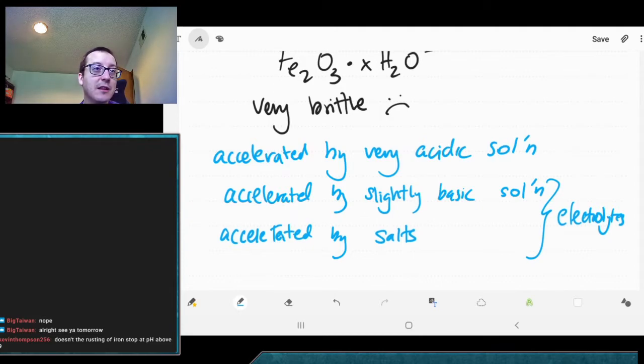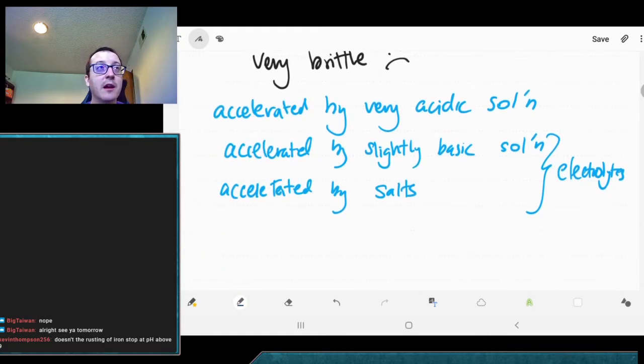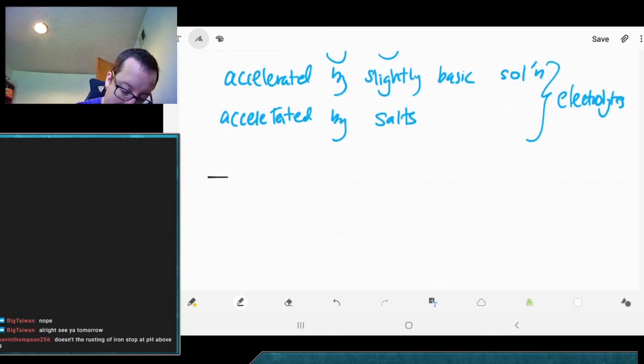So unfortunately, a lot of the stuff we do will end up corroding our iron. It's the most common corrosion. We do have corrosion of copper and other metals, but iron is the more industrially important one. And so we have ways to protect it now.